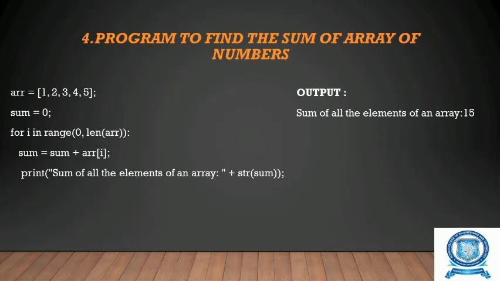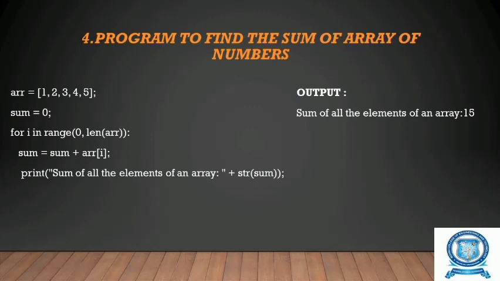Then next we are going to write a Python program to find the sum of an array of numbers. For this we need an array, so we initialize an array first. Array is equal to 1, 2, 3, 4, 5. That is given as an array. Sum is equal to 0 is initialized, that is, the sum value is initialized as 0. Then we go for the for loop: for i in range of 0 comma length of array.